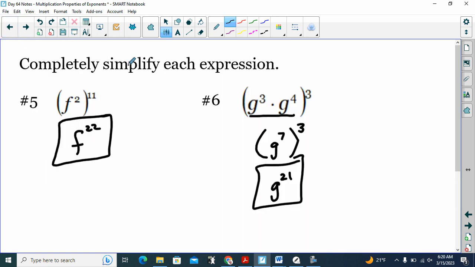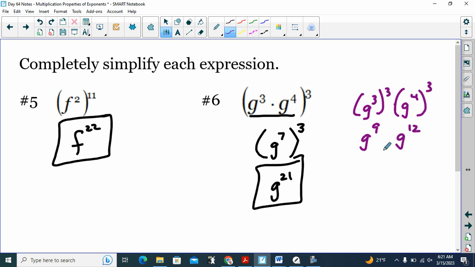Going back to the previous example, I could have done this one that same way. We could have done g to the 3rd to the 3rd, sorry, that's a g, times g to the 4th to the 3rd. Distributed this. Power of a power, we multiply. 4 times 3 is 12. Now, when we multiply, now we add. 9 and 12 make 21. Either way, I get the same answer. I think it's easier if we do it the way that we initially did, but we could do it either way.